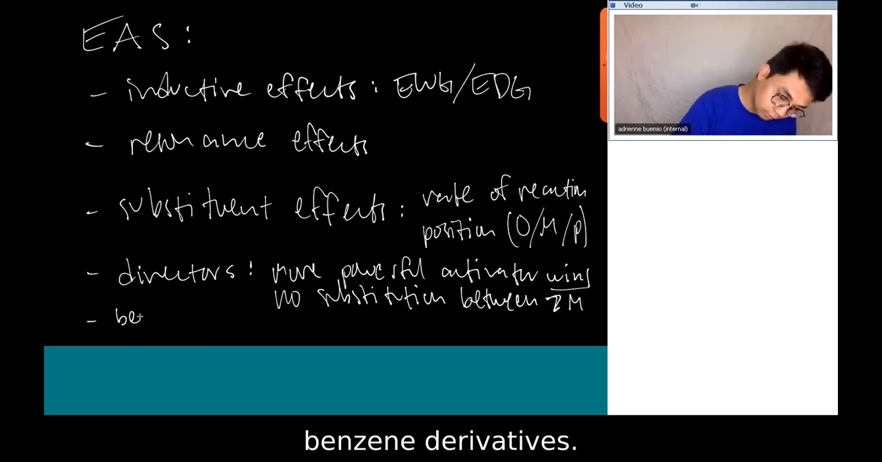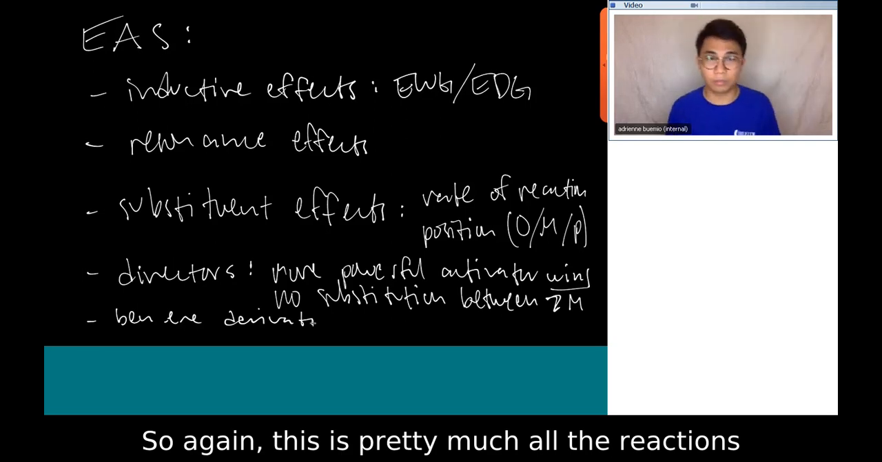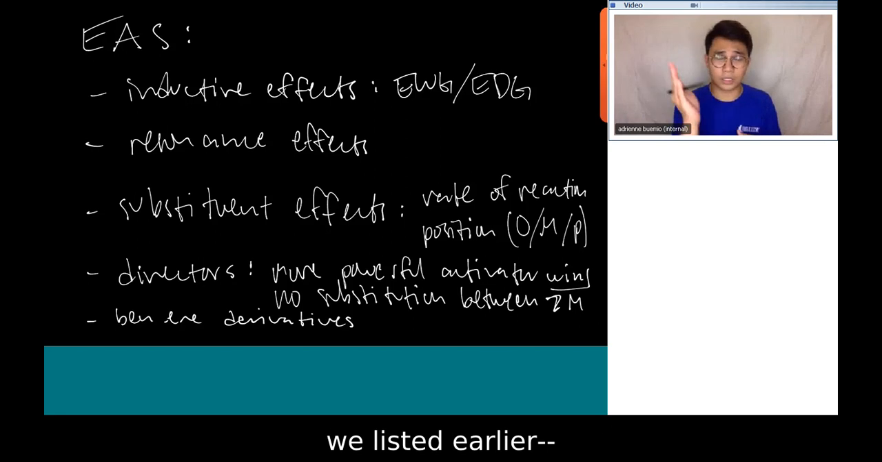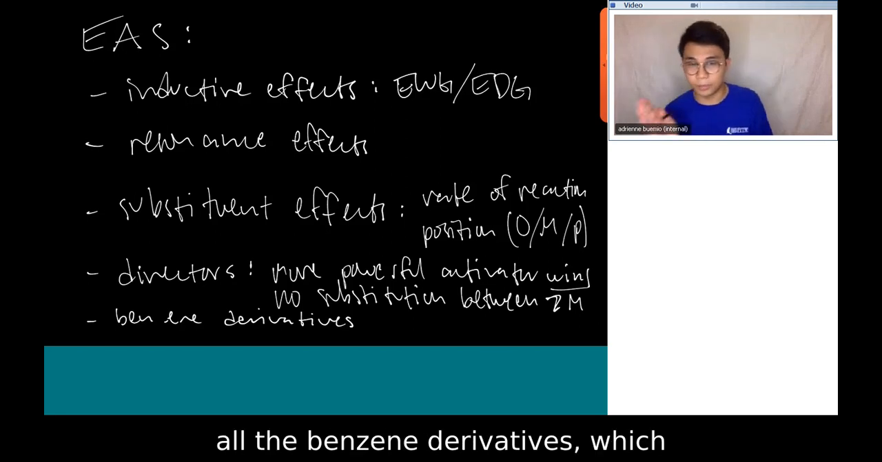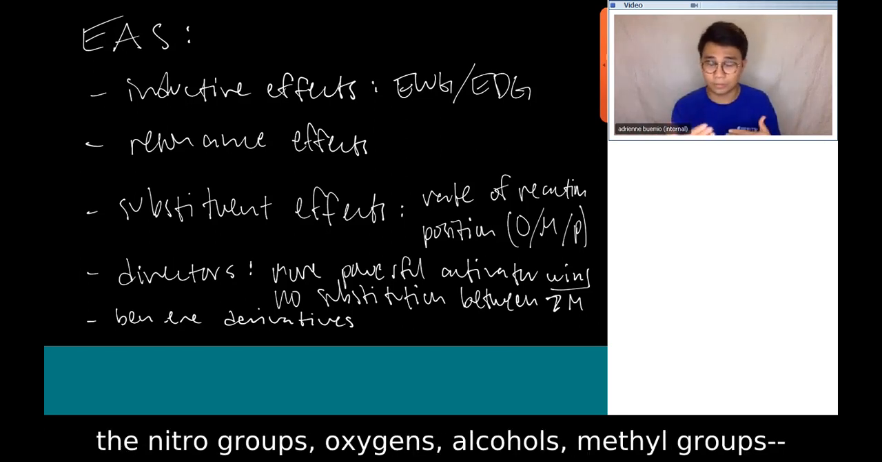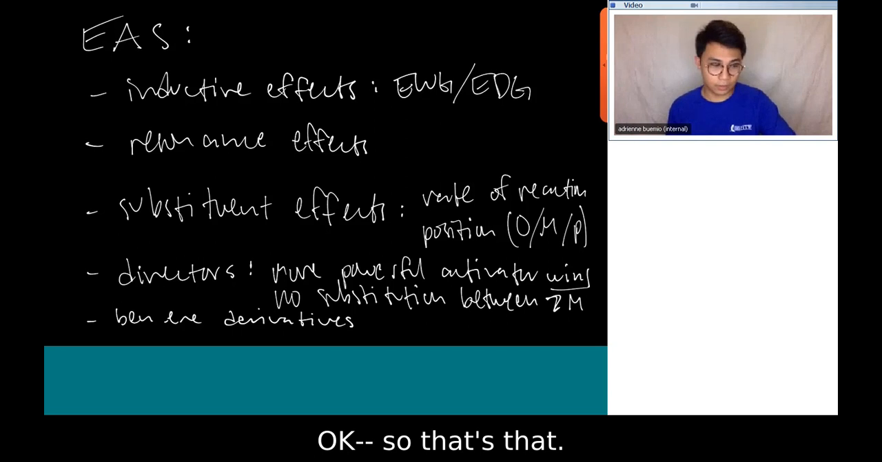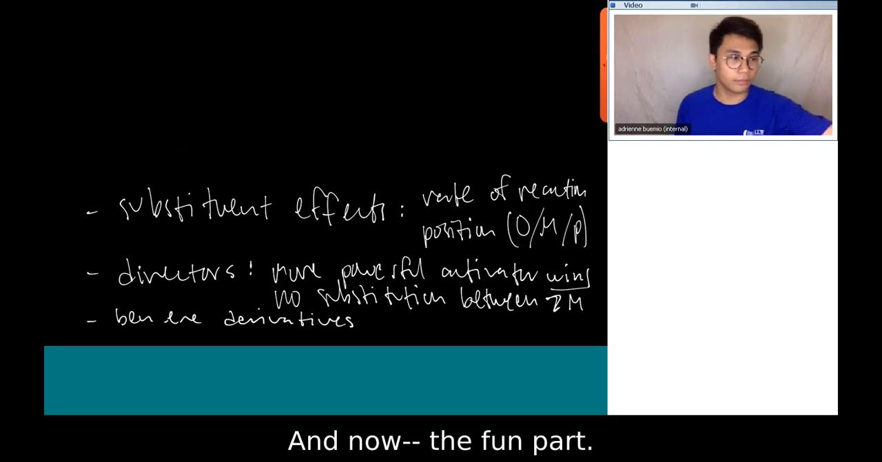And also, I guess the last one here, benzene derivatives. Pretty much this is all the reactions we listed earlier, right? All the benzene derivatives, which in turn make up the substituent effects on the directors: the nitro groups, oxygens, alcohols, methyl groups, things like that. Okay, so that's that. And now, the fun part, we're going to the directing effect.